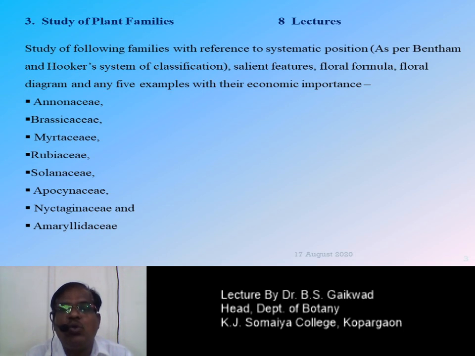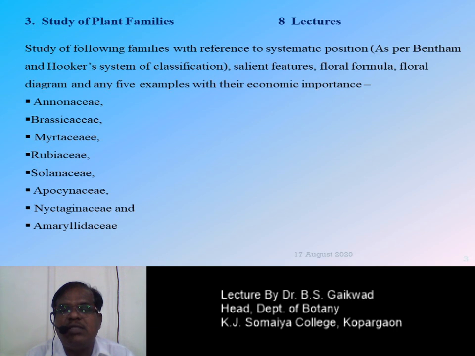Then the floral formula is there. Floral formula is very important. That is, the floral formula is the indication of that family particularly. Floral formula includes whether the flower is bracteate or ebracteate, that is the flower has the bract or the absence of the bract. Such types of things are considered in this floral formula. Then again, whether the flower is actinomorphic or zygomorphic is indicated by a symbol.